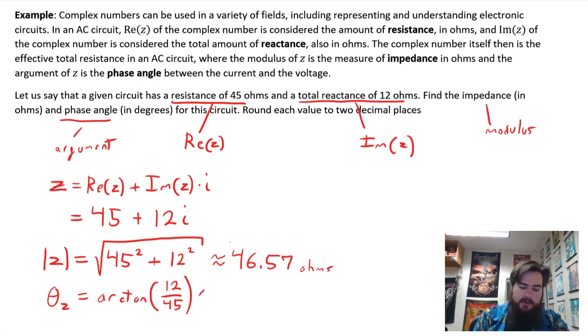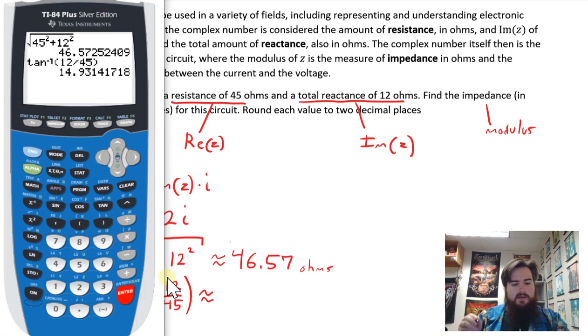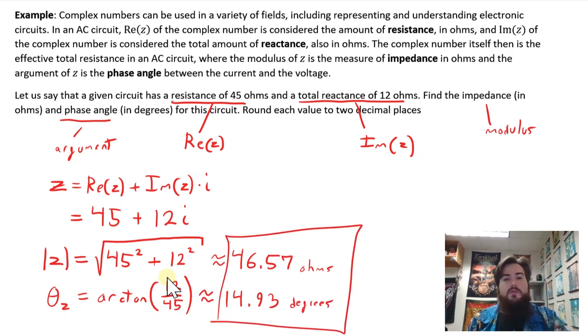But we do need to approximate this. So again, we will use a calculator for that purpose. Inverse tangent of 12 over 45. Do make sure that your calculator is in degree mode, as it does ask us for a degree measure. We have 14.93 degrees. Those would be my two answers for this question, for the impedance and the phase angle for the circuit.